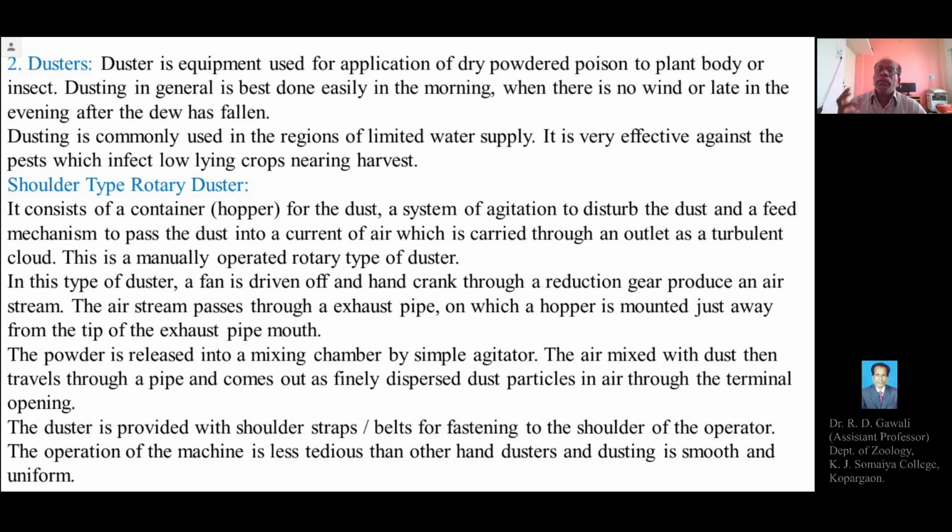It has a system of agitation to disturb the dust, and a feed mechanism to pass the dust into a current of air which is carried through an outlet as a turbulent cloud of the powder pesticide. This is a manually operated rotary type of duster. It is small equipment that can be kept on one side of the operator. It can be tied on the shoulder with the use of straps or belts, and is kept on one side of the operator or person.